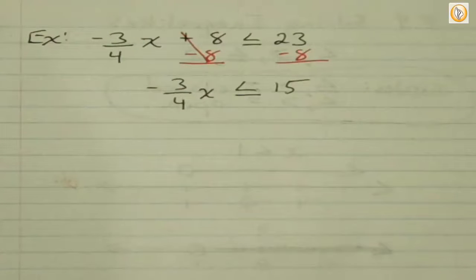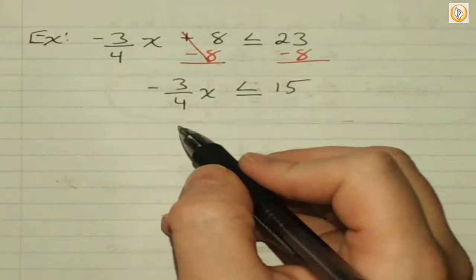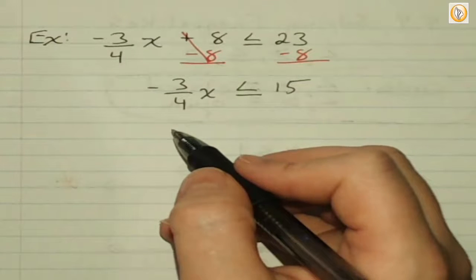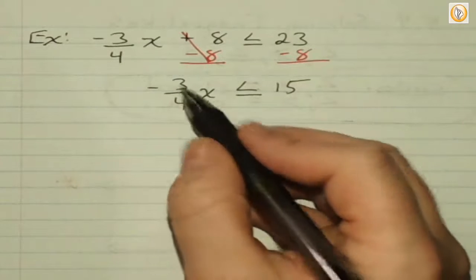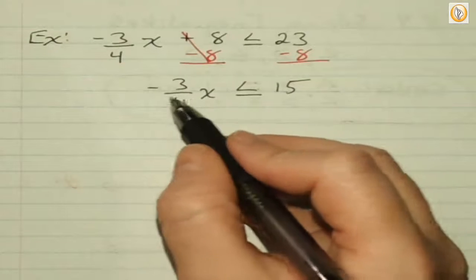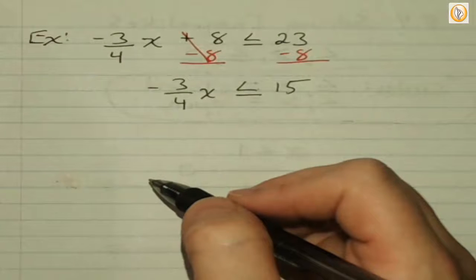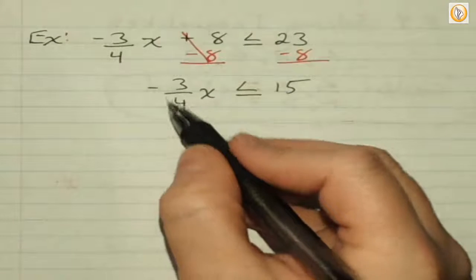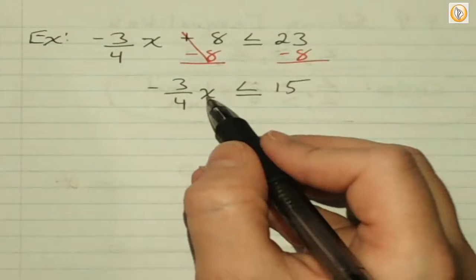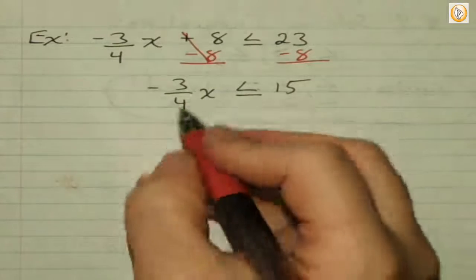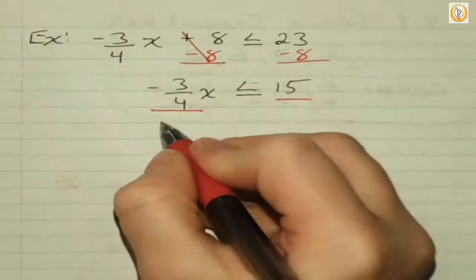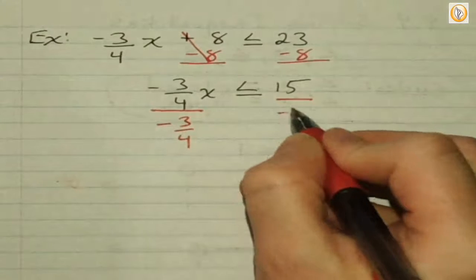Okay, now Kelly, what do I do? Divide the 4 by 3. Well, what are we trying to get rid of? We're trying to get rid of the whole fraction, right? What operation is taking place with that fraction and that x? Yeah, this fraction is being multiplied with this x, right? So what's the opposite of multiplying? Division. So we are dividing both sides by negative 3/4.